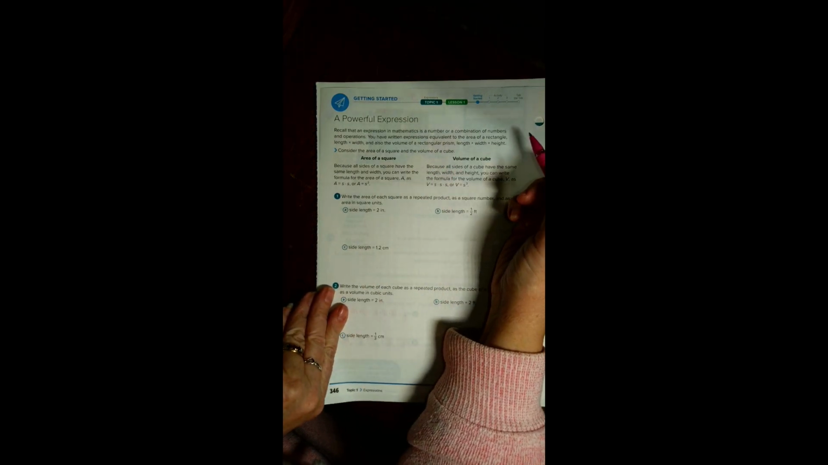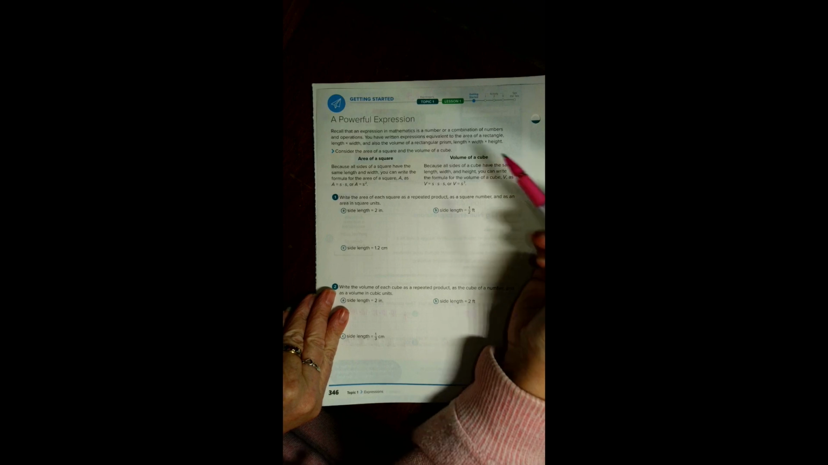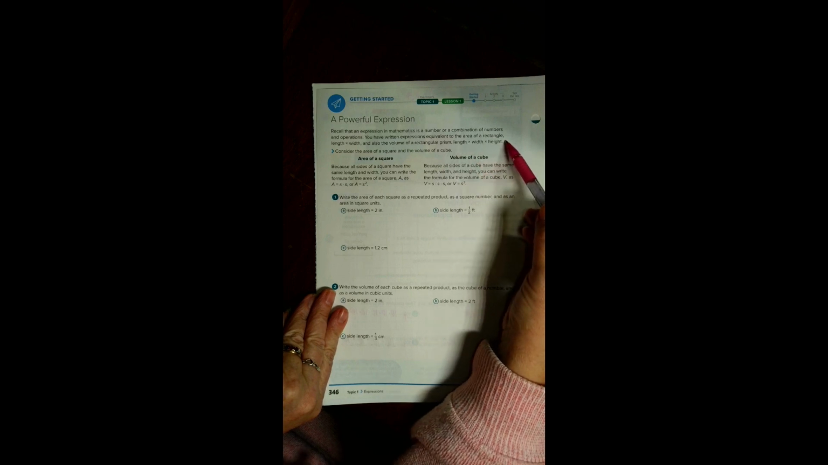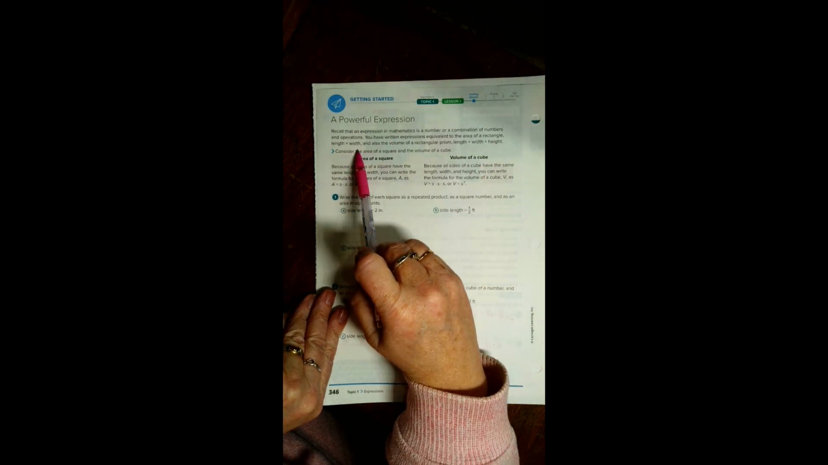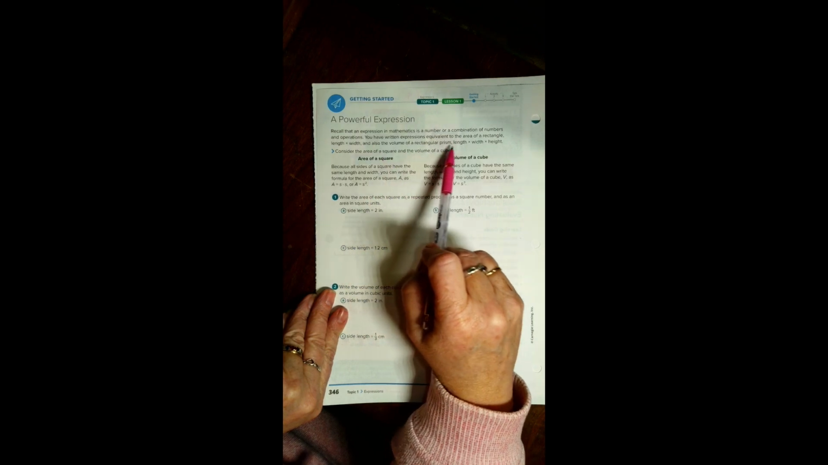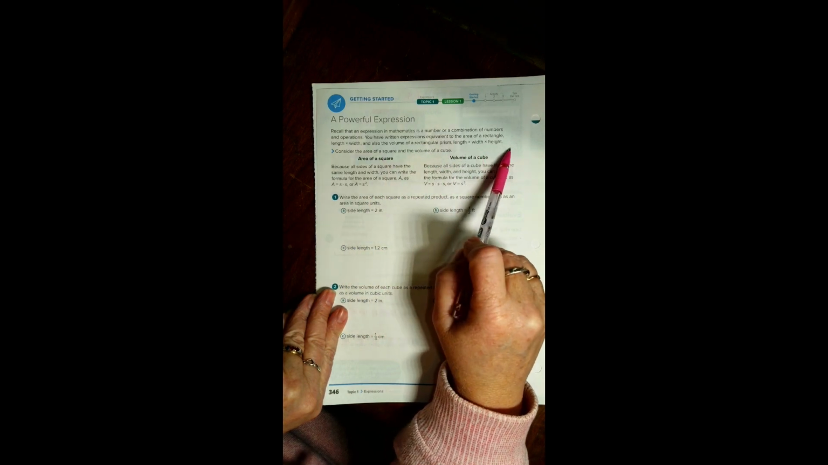Okay, moving on. Getting started, powerful expression. Recall that an expression is, in mathematics, a number or a combination of numbers and operations. You have written expressions equivalent to the area of a rectangle, length times width, and also the volume of a rectangular prism, length times width times height.